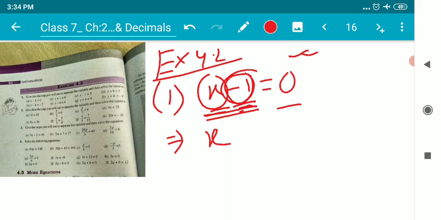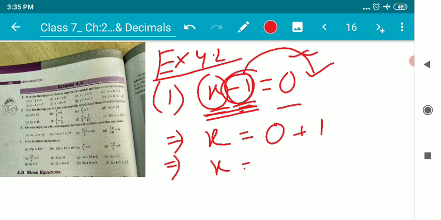First we will write the variable x on the left hand side. We will put an equal to sign, and on the right hand side we had 0. This minus 1 will be transposed to the right hand side. As it is minus 1, the moment it is transposed to the right hand side, it will be plus 1. So my final answer will be x is equal to 0 plus 1, that is 1.